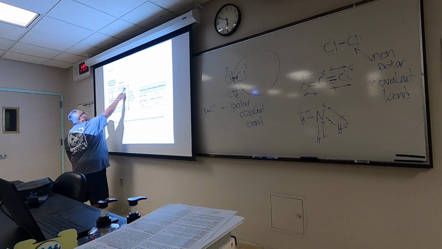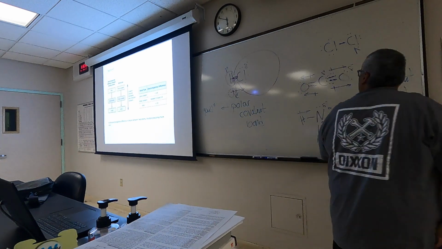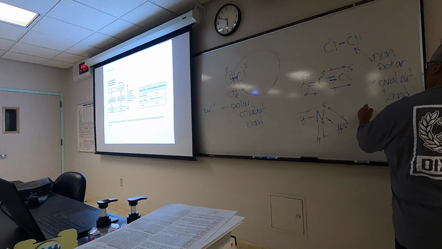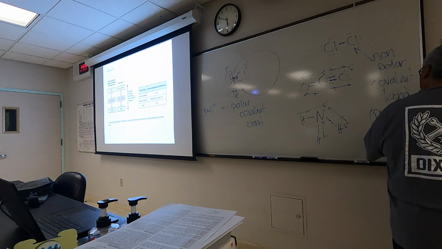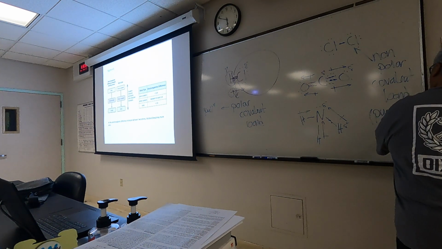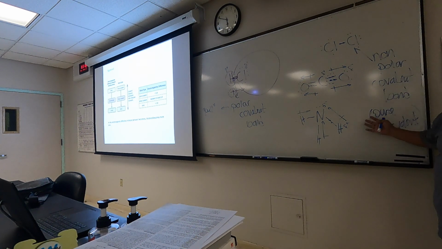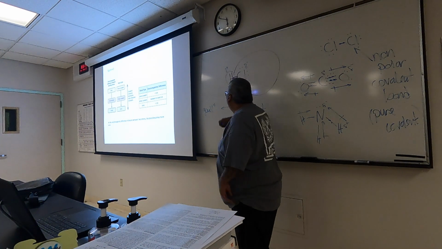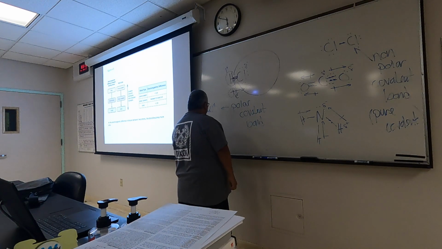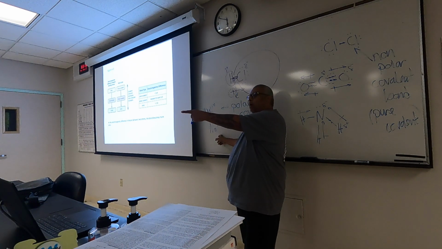But your book doesn't like to use the word non-polar. The textbook likes to use the word pure covalent. So I'm going to put that here, that this is a pure covalent bond. Non-polar and pure covalent mean the same thing. Okay? So this is a pure covalent bond, this is a polar bond, and then with this example here, this is an ionic bond.